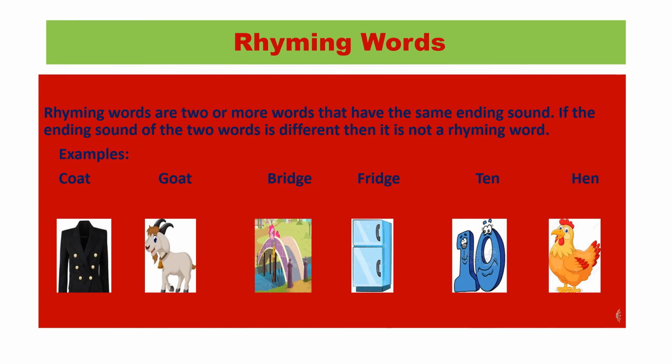Next is bridge and fridge. Again, the last letters are rhyming. Ten, hen. Last two letters are rhyming. Their sound is the same. So this is what rhyming words are all about. Okay. The two words having the same ending sound.